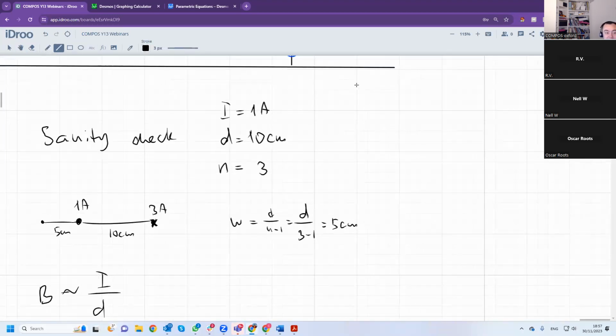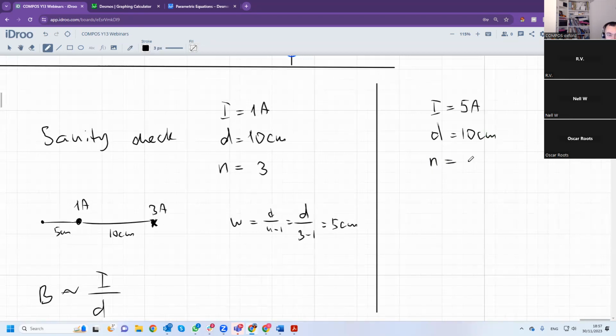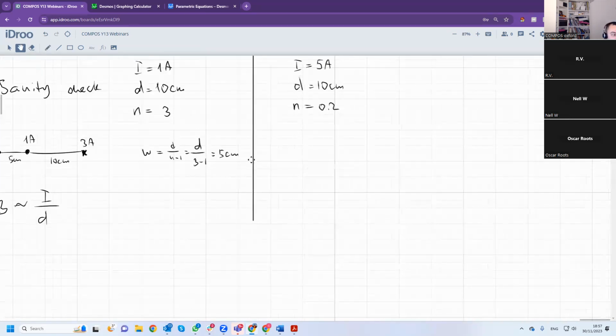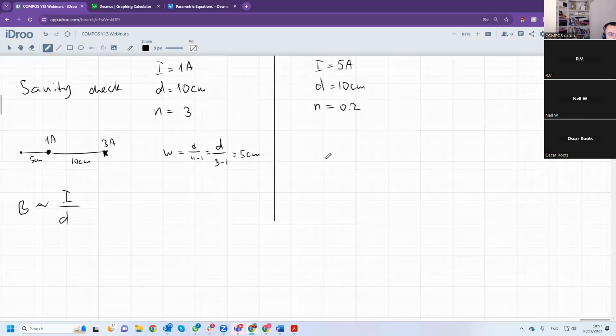Let's try another sanity check. Let's say current is 5 amps, and D is 10 centimeters, and N is 0.2. So then we have a situation like this. We have 5 amps here. We have 1 amp here. They're separated by 10 centimeters. And now we're on this side. And it makes sense again, right?